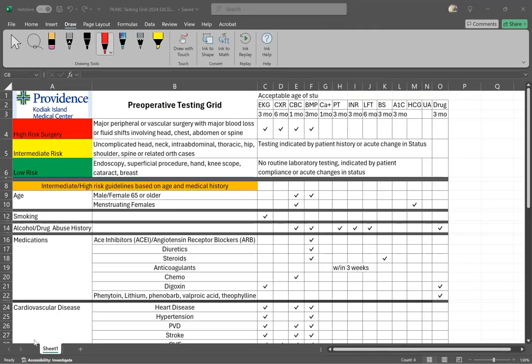All right, let's run through one more patient for good measure. Let's say the same patient is going to have a lap chole. We see that lap chole on our previous grid, our surgical risk stratification table, is an intermediate risk. So with her heart history, we want to see an EKG within 3 months, a CBC within a month, and a BMP within 3 months. And if anything comes back abnormal on those, we want to again consult that abnormal testing grid.